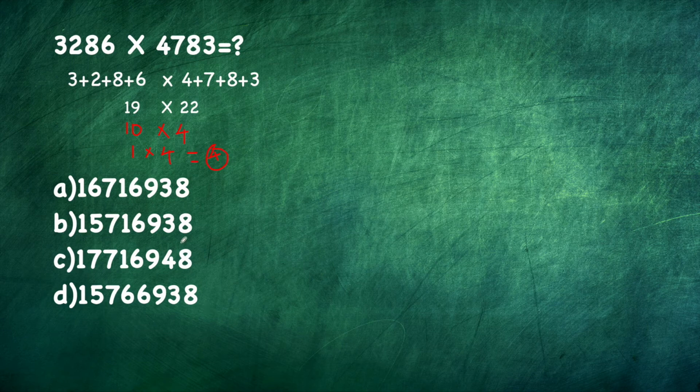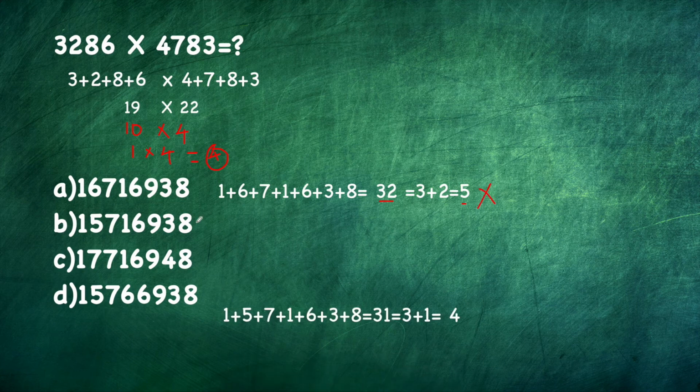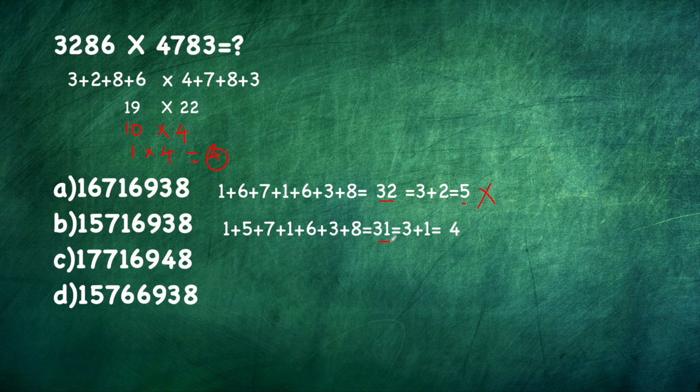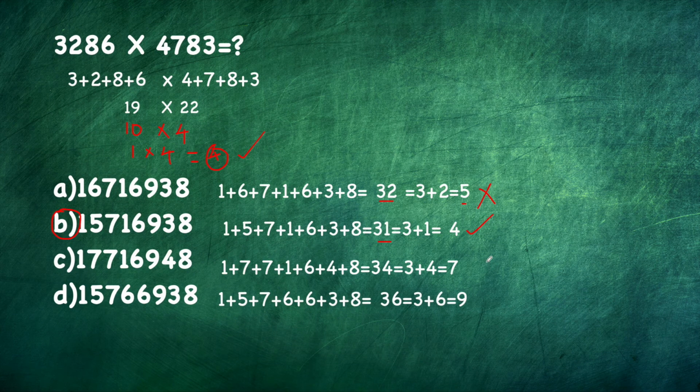Now check the options. The first option is 32. Again we can add 3 plus 2, which is equal to 5. So this is not equal to 4, so this is not our answer. The next one is 31. So 3 plus 1 is 4. Here we got 4, so this is equal to 4. So the correct answer is B. And we can check C and D. So option B is correct. This is a very powerful method for saving time and effort in certain long calculation questions, both in the quant section as well as in data interpretation.